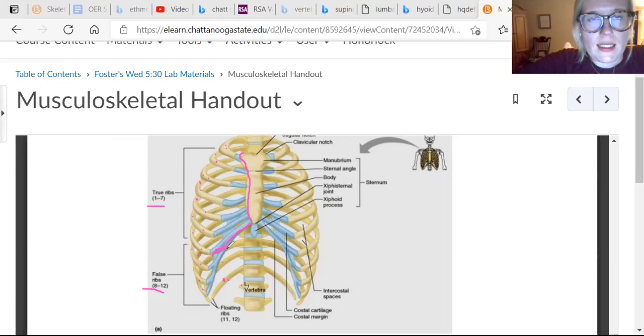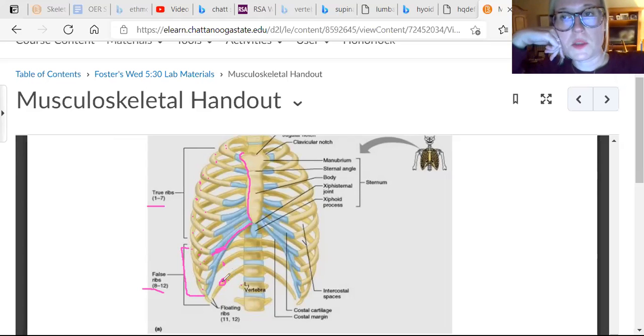Here's that dividing line through here. And then, of course, you can see the ones at the bottom aren't attached, but 8 through 10 right here are indirectly attached. And then you've got one back here that makes 11, and then 12 are floating ribs that are also classified as false ribs, but there are false ribs that are floating. Let's put it that way.